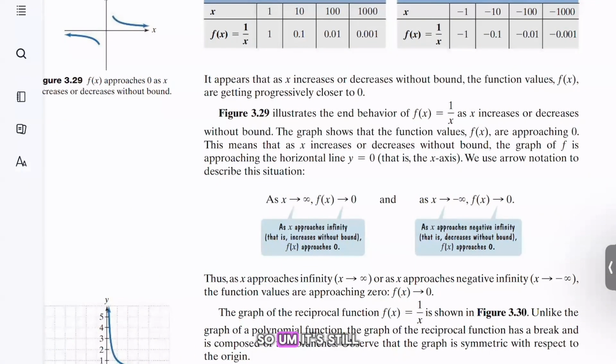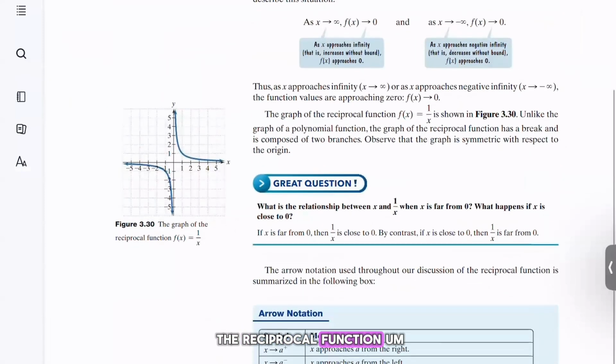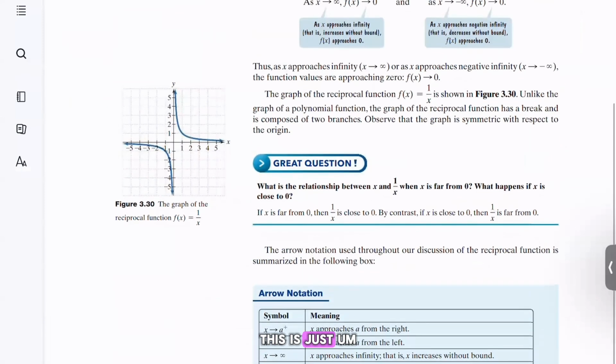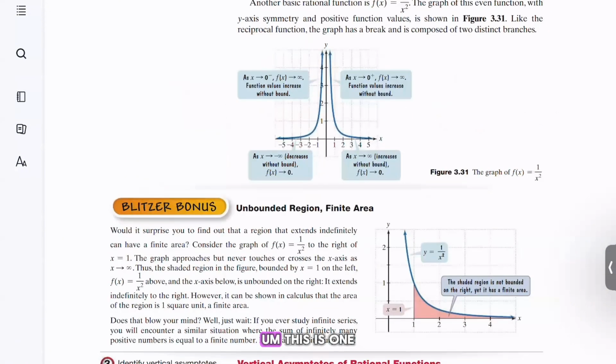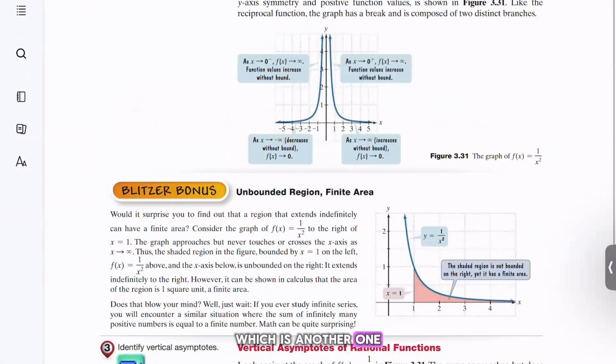So there's still the reciprocal function. This is just a little chart on how to read it. You see the symbol X approaches A from the right, X approaches A from the left, X approaches infinity, X increases without bound, and X approaches negative infinity, and it decreases without bound. Stuff like that. This is 1 over x squared, which is another one that they use a lot in calculus.